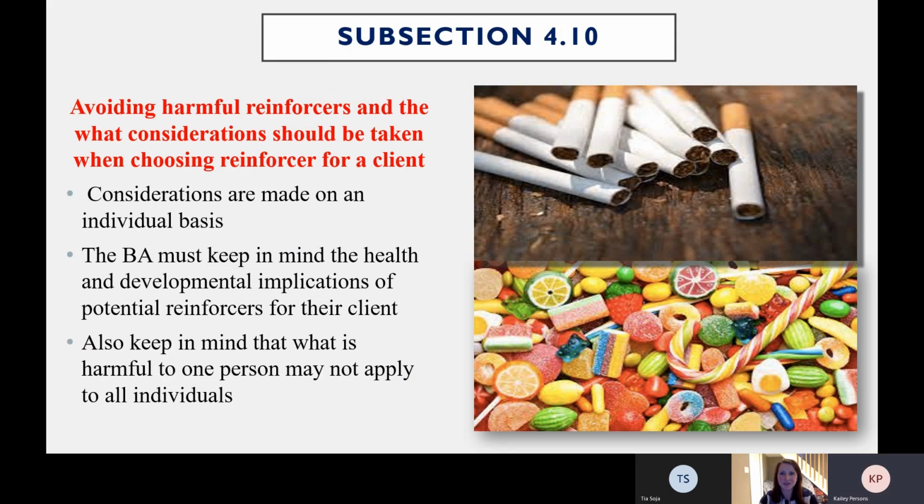Subsection 4.10 is focused on ensuring hazardous and/or hurtful reinforcers are not used, and these considerations are made on an individual basis. It is important that behaviour analysts keep in mind the health and developmental implications of potential reinforcers when choosing them. It would be unethical to choose reinforcers which are potentially damaging in these ways, even if they would be good reinforcers. Also keep in mind that what's harmful to one person may not apply to all individuals.